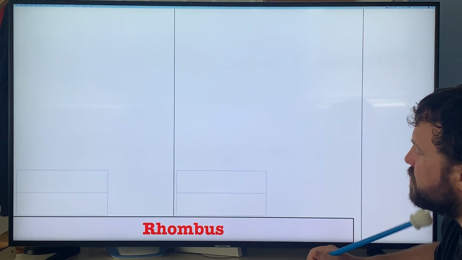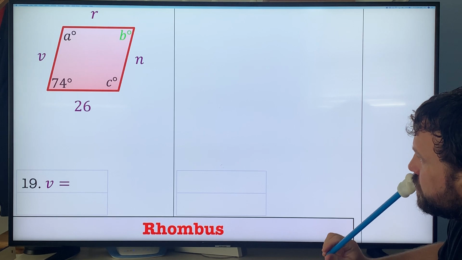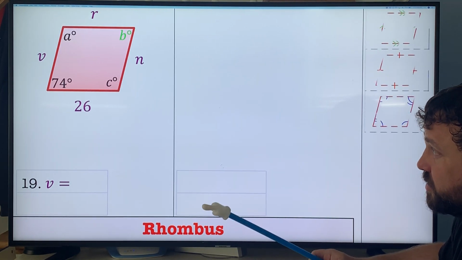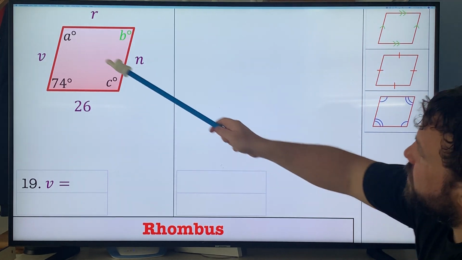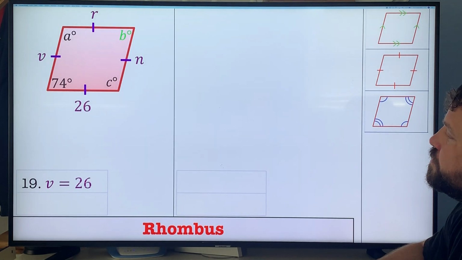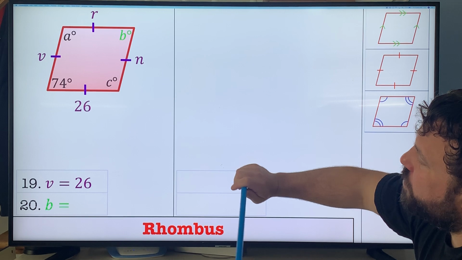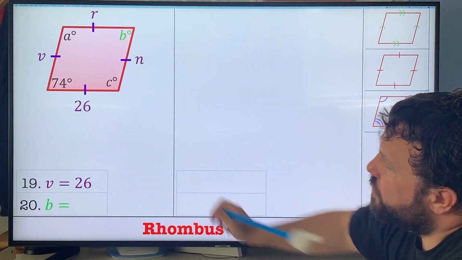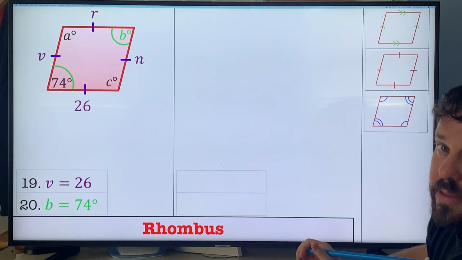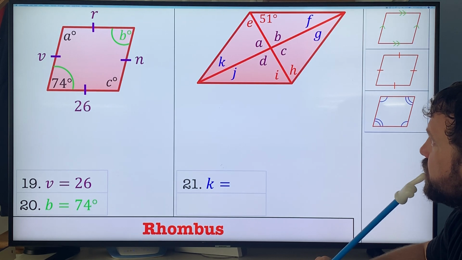All right, rhombus. Way a rhombus works. You guys remember the rules? Opposite sides are equal, but in a rhombus, all the sides are equal. So, all sides congruent. V, R, N, and 26 all equal 26. In a rhombus, opposite angles are congruent. So, B equals 74. If I wanted to find A and C, I would just do 180 minus 74, and they would both be 106. All right? Let's go to the next one.